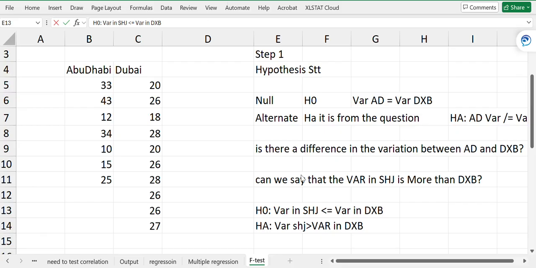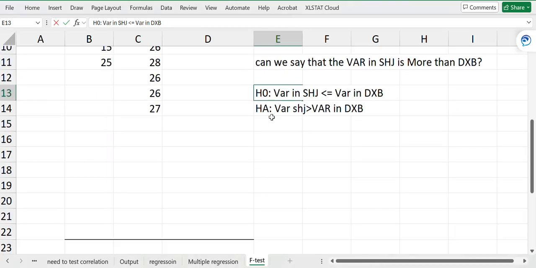Now let's continue. This is step 1. I think we made a very clear understanding of step 1, right? Now let's go to step 2.